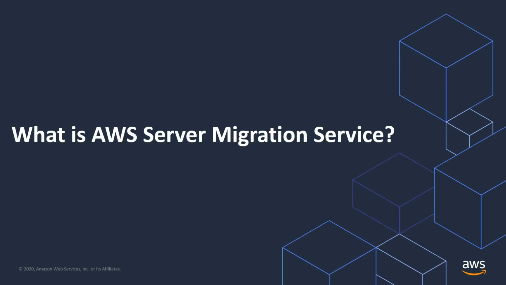First, let's talk about what the Server Migration Service is. The AWS Server Migration Service, or SMS, is a service designed to help AWS customers migrate their servers from on-premise infrastructure directly into their AWS accounts. With SMS, you can choose to migrate from a single server up to thousands of servers quickly and easily from supported infrastructure platforms directly to AWS.